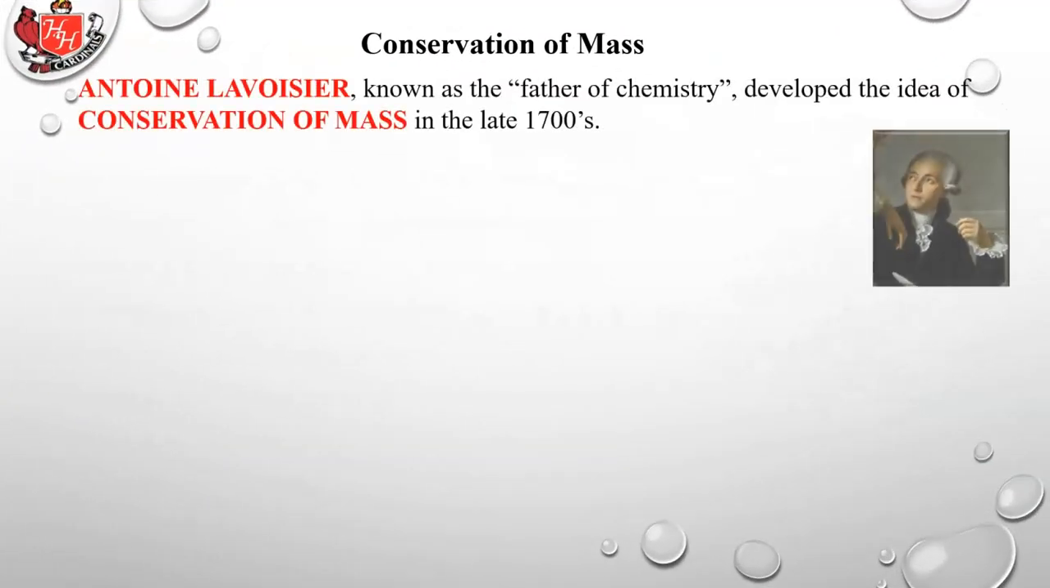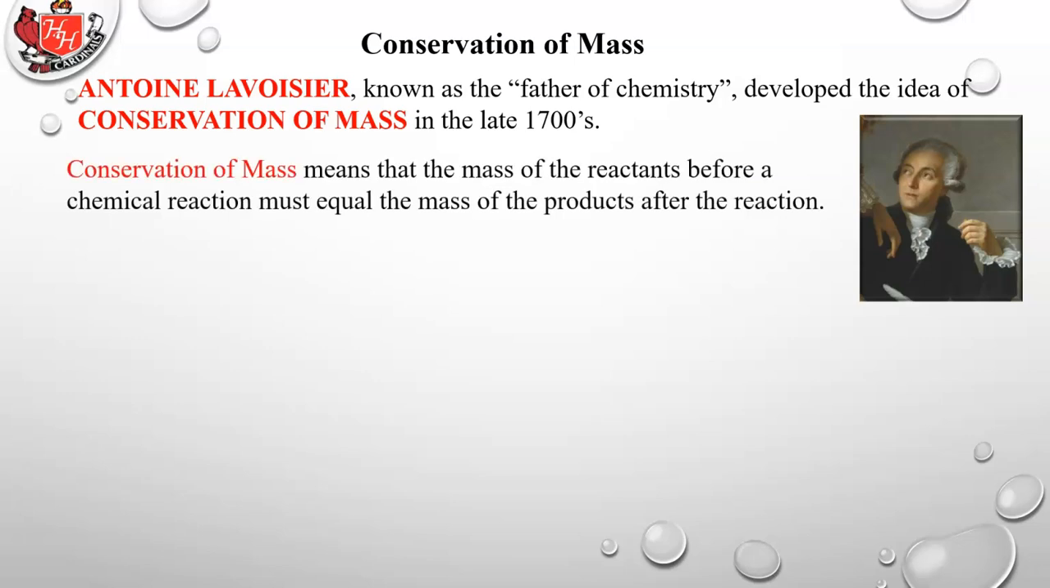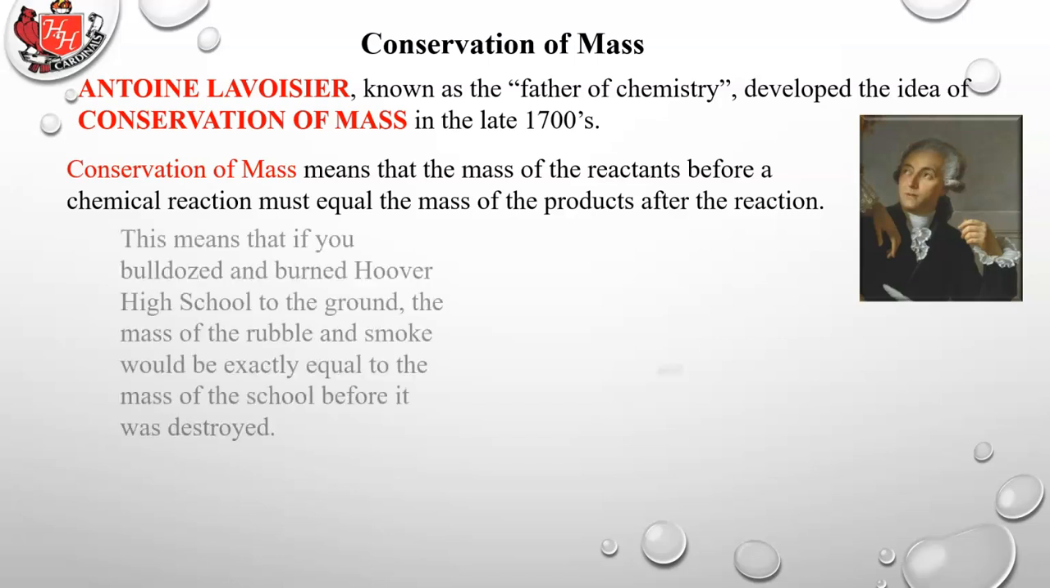Antoine Lavoisier, known as the father of chemistry, developed the idea of conservation of mass in the late 1700s. Conservation of mass means that the mass of the reactants before a chemical reaction must equal the mass of the products after the chemical reaction.